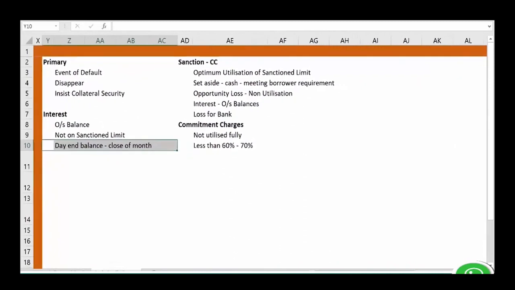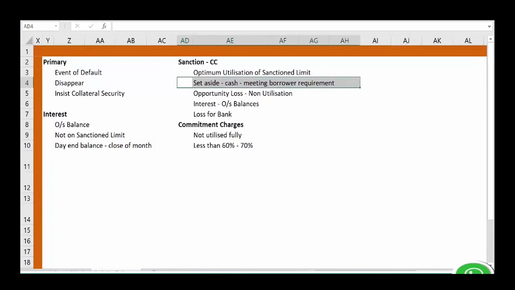When banks sanction a cash credit facility, they do so on the assumption that the borrower will be making optimum utilization of the sanction limit. When this facility is sanctioned, whenever the borrower comes for withdrawal, the bank should be in a position to allow that withdrawal, provided it is within the drawing power. So for this purpose, the bank should set aside the sanction limit to meet the borrower's requirement. I mean, the bank should set aside cash for meeting the borrower's requirement.